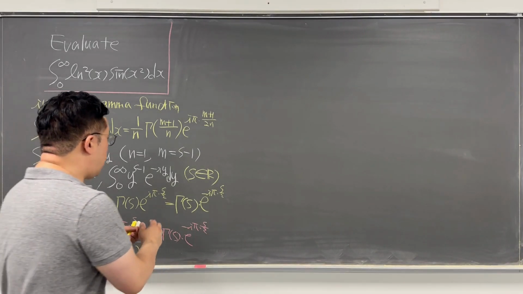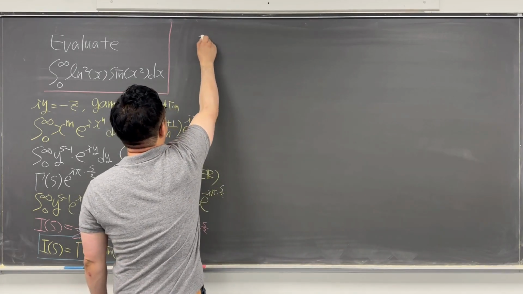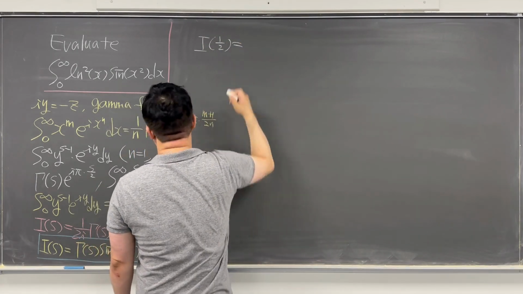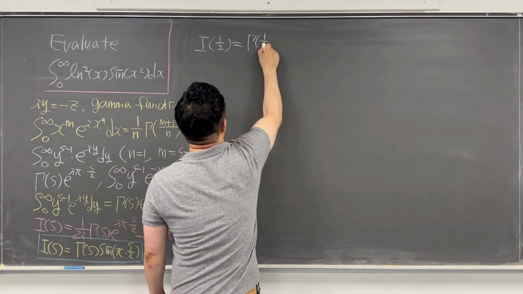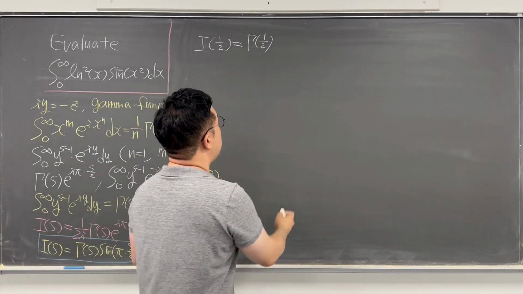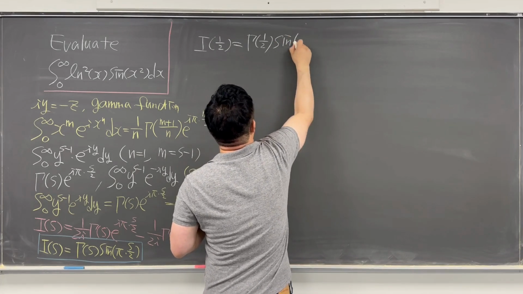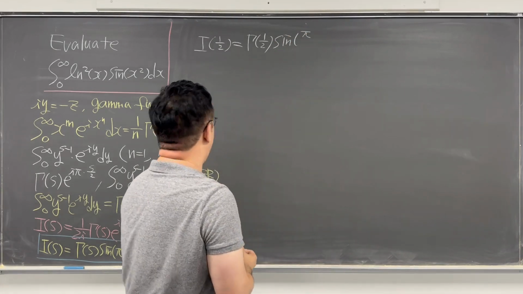Okay, so using this, let's talk about this I of 1 over 2. I of 1 over 2 has to be gamma of 1 over 2, then times sine of pi over 4.